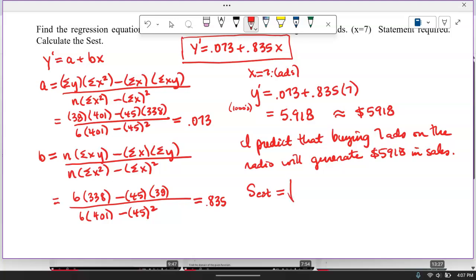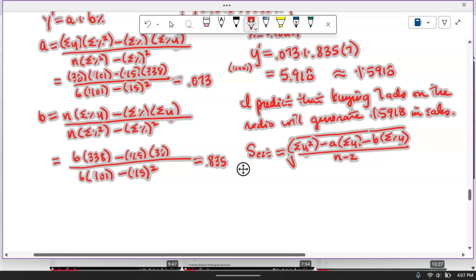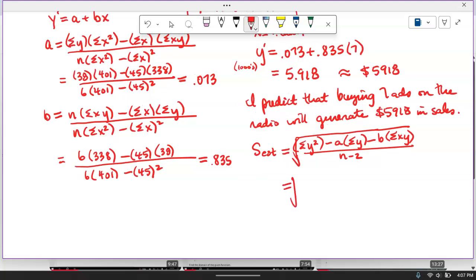The standard error of estimate formula is also on your formula sheet. It's the sum of the y squared column minus a times the sum of y minus b, and again, I'm sorry, I'm saying it, but you can get it right off of your formula sheet, all over n minus 2. Now, all of that is underneath the square root. So when we plug in, we're able to plug in 286 minus our a was 0.073.